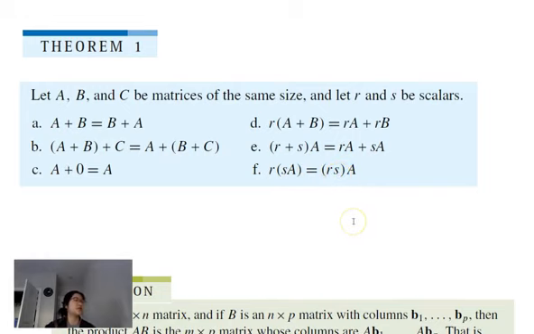And then our multiplication with scalars, we can also group those as well. Which of these is more efficient in terms of computation? It's an interesting question.